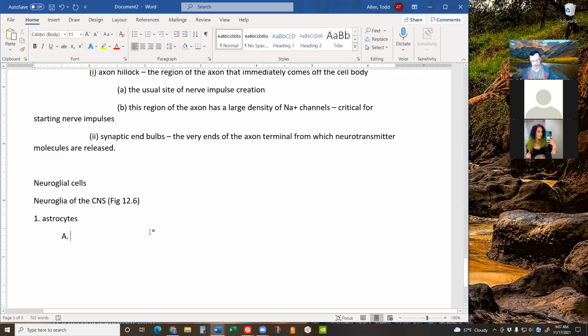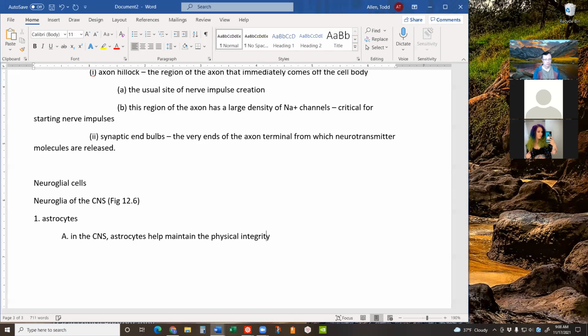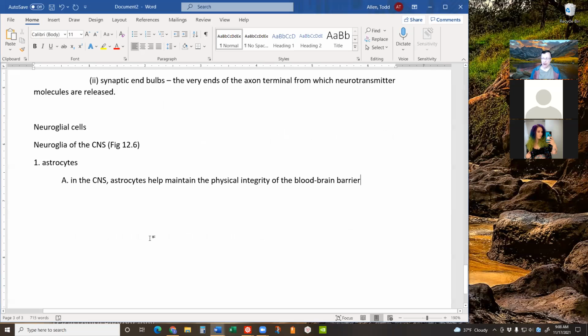In the central nervous system, astrocytes do a number of things. They are known to help maintain the physical integrity of a structure called the blood-brain barrier. We have not talked about the blood-brain barrier in our course, and you will get more of it in A&P2, but just so you have some awareness of this, right?